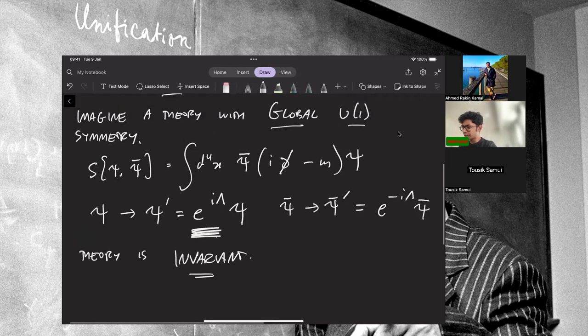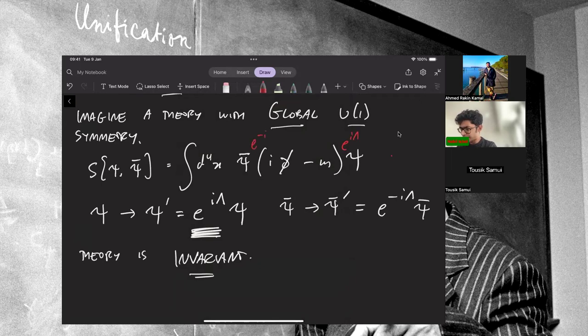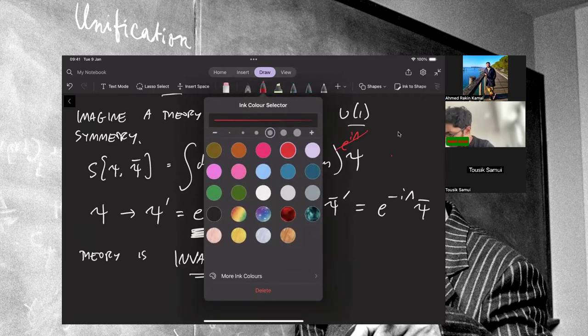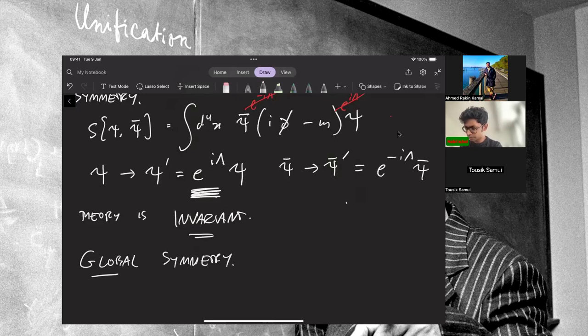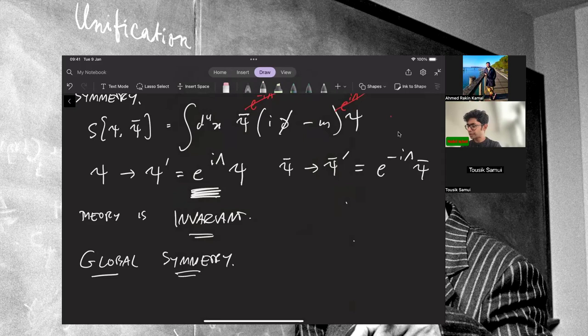Let's just understand why that happens. It's quite easy to see why. You have an e to the i lambda here, and you have an e to the minus i lambda here. These 2 cancel, and the action is invariant. Now, this is called a global symmetry. It's a global symmetry because the parameter lambda that controls the symmetry is just a constant. In other words, it is independent of space-time.